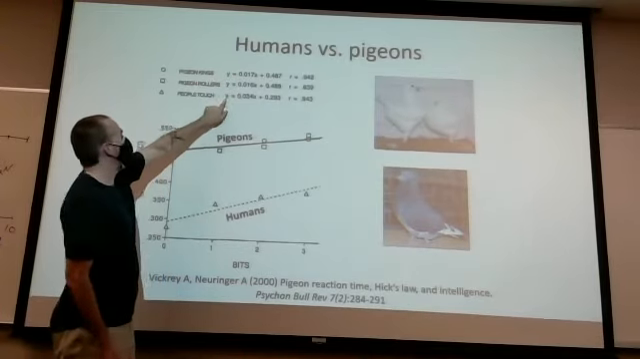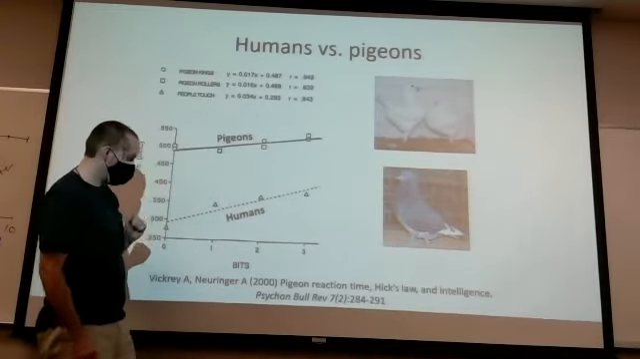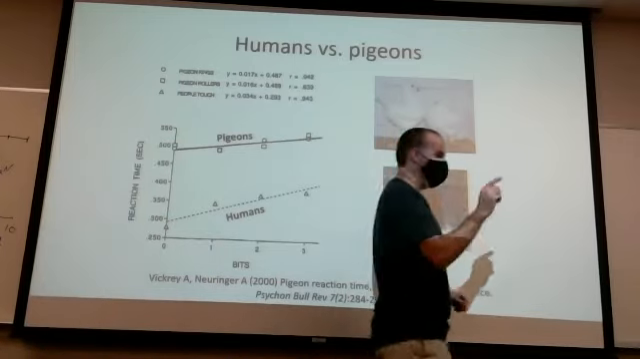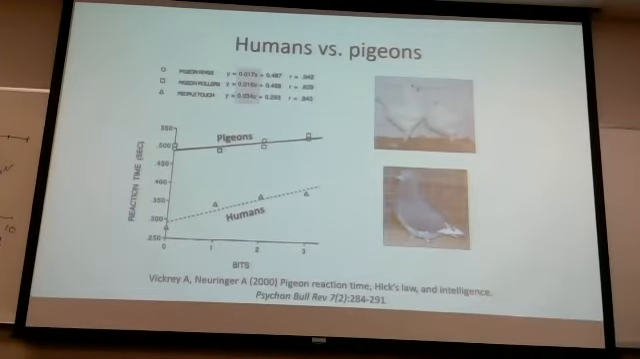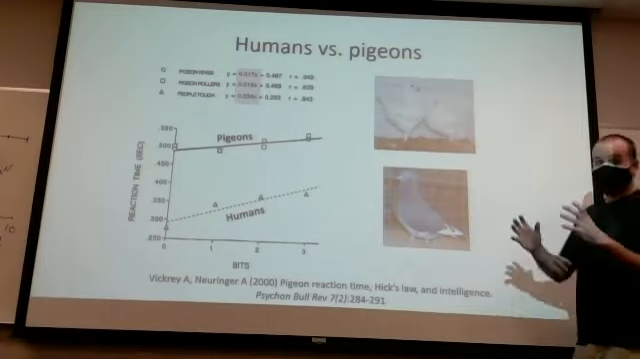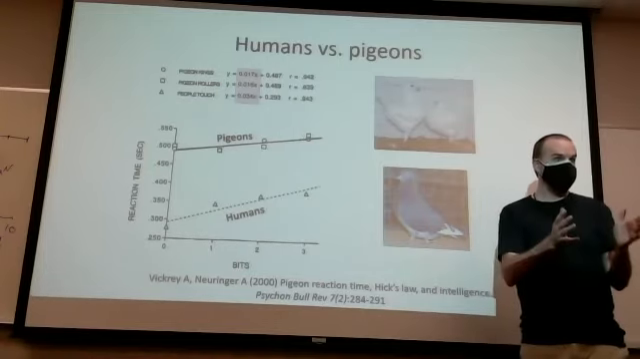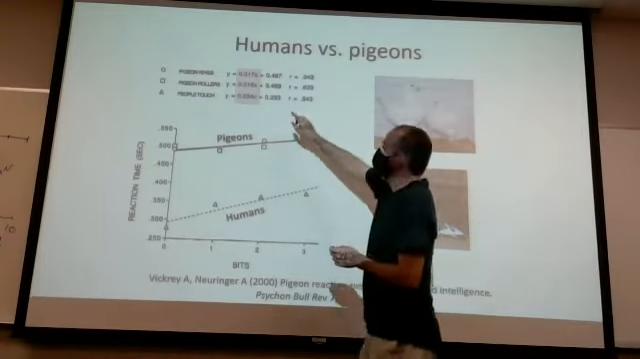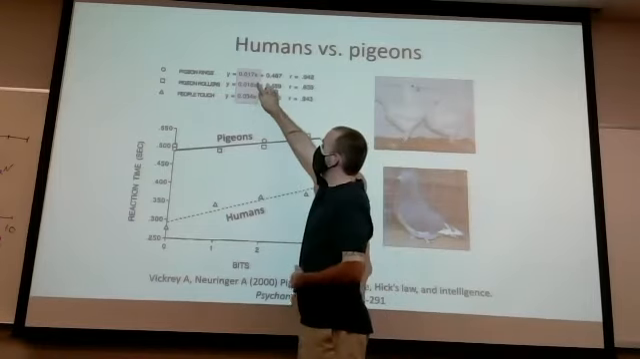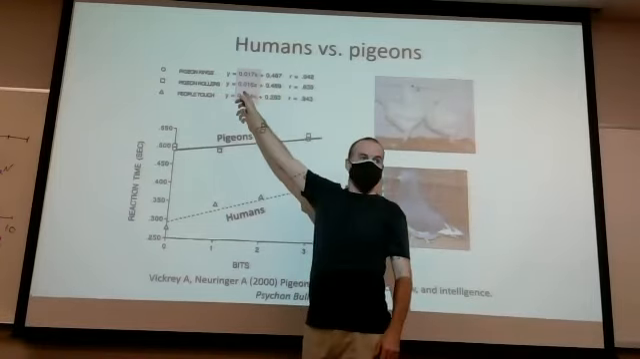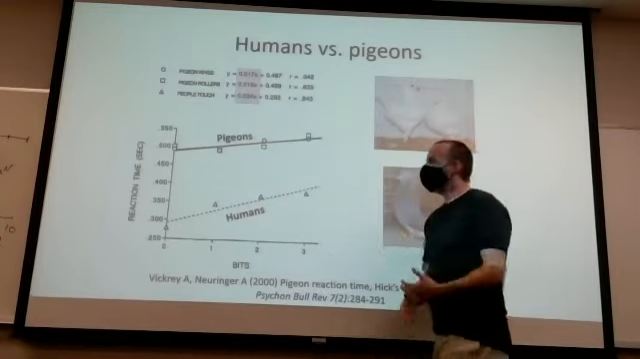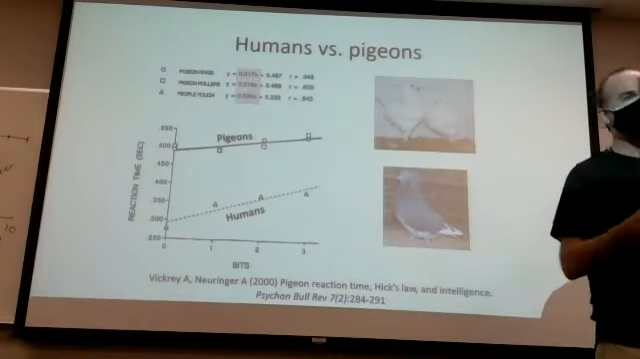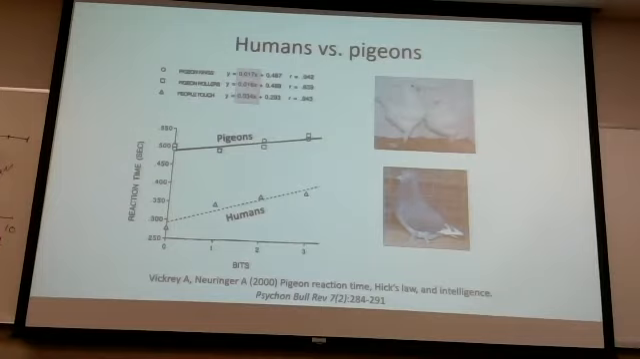Again, I wish that was reaction time, that was log to the base 2 of n. But what you can see is just based on the theory alone, that slope is what determines who's more intelligent. These results tell us that the pigeons are more intelligent than humans. So it's either pigeons are more intelligent than humans, or there really isn't a useful relationship between your slope and your intelligence.